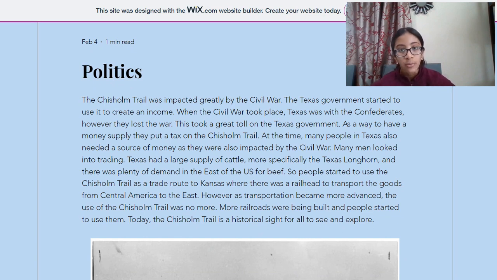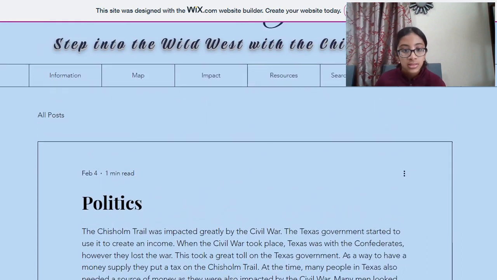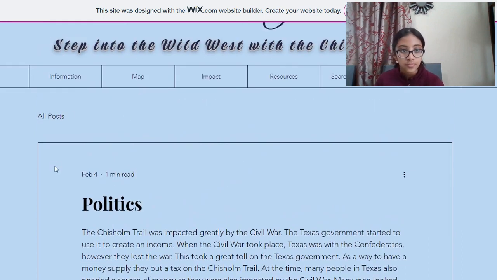Now, you might be thinking, why couldn't they just sell it in Texas? Well, in Texas, since there was such a large supply, the demand for it was really, really less. But up in the East, there was zero cattle there. So they transported it from the Chisholm Trail to Kansas, where they could be exported and distributed all over the U.S. The original person who actually created the Chisholm Trail was Jesse Chisholm, which we'll be talking about next.